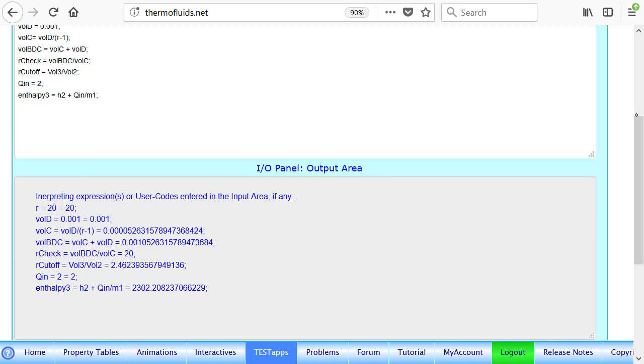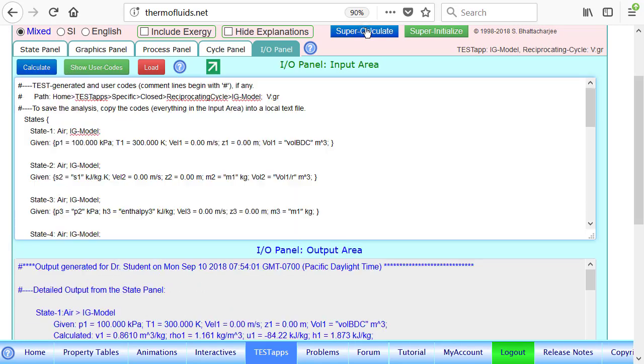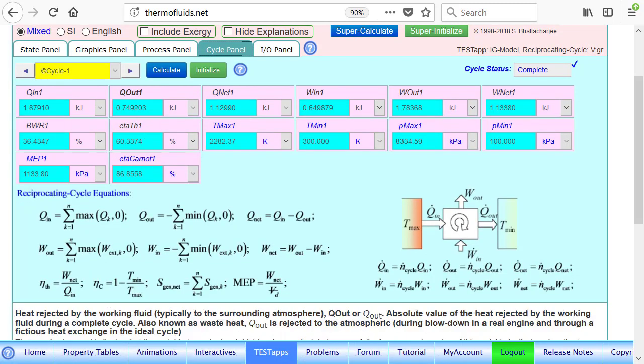Now that in the I/O panel we have all these variables exposed, you can very quickly conduct a parametric study. Suppose you say, okay, it's not 20, the compression ratio is 25. How will it affect all my answers? All you have to do is calculate, and then click the super calculate button, and all the results are updated. And you can go and see that efficiency has increased because the compression ratio has been further increased.